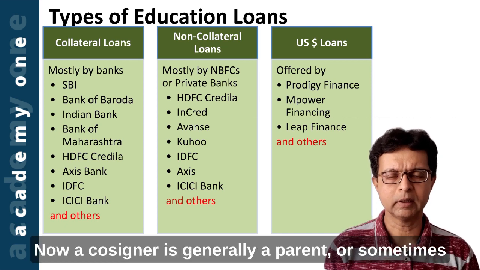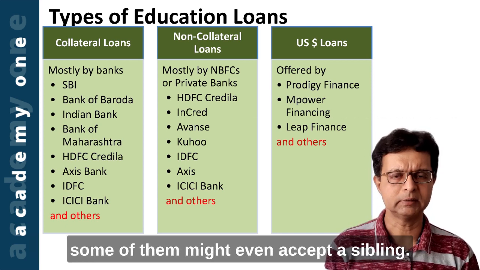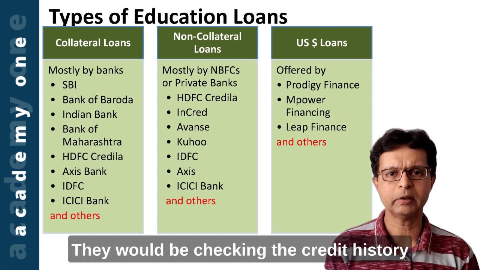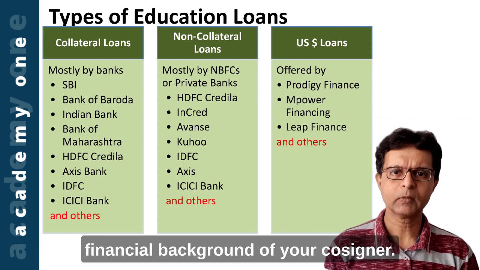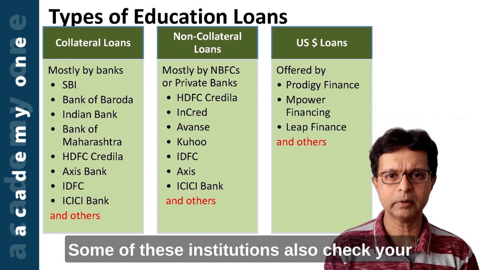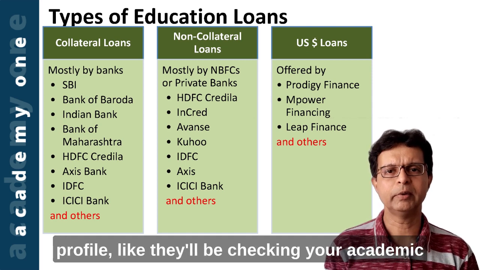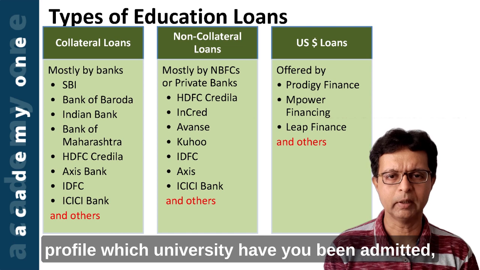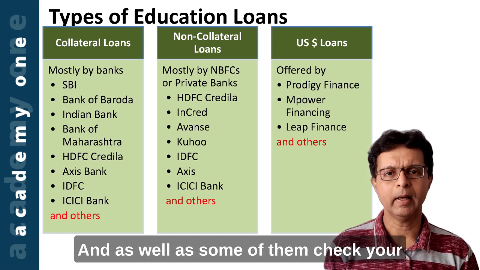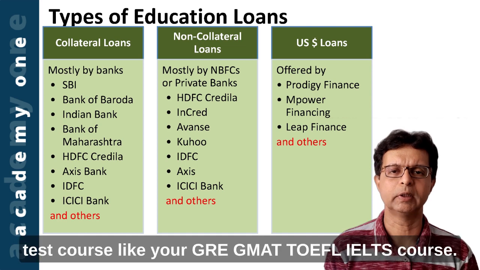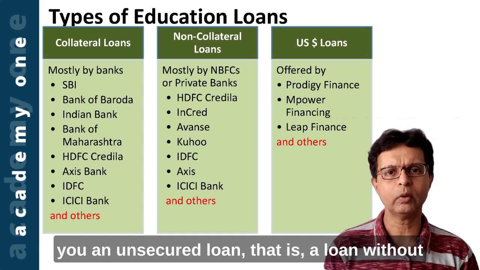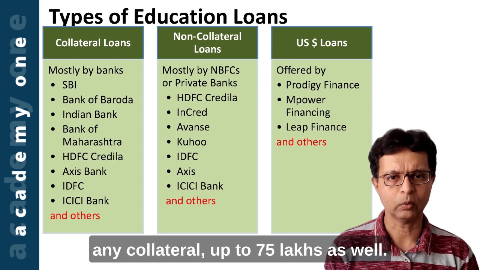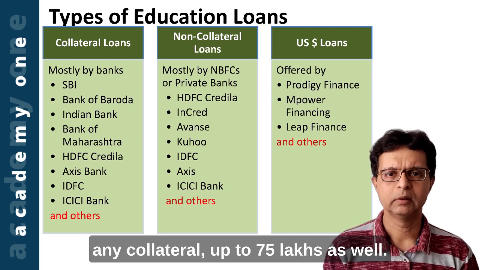Now, a cosigner is generally a parent, or sometimes some of them might even accept a sibling. They would be checking the credit history of your cosigner as well as the financial background of your cosigner. And some of these institutions also check your profile. Like they'll be checking your academic profile, which university you have been admitted to, which course you have been admitted to, and some of them check your test scores like your GRE, GMAT, TOEFL, IELTS scores. And if they feel your profile is good enough and you have a good cosigner, they can offer you an unsecured loan, that is a loan without any collateral, up to 75 lakhs as well.